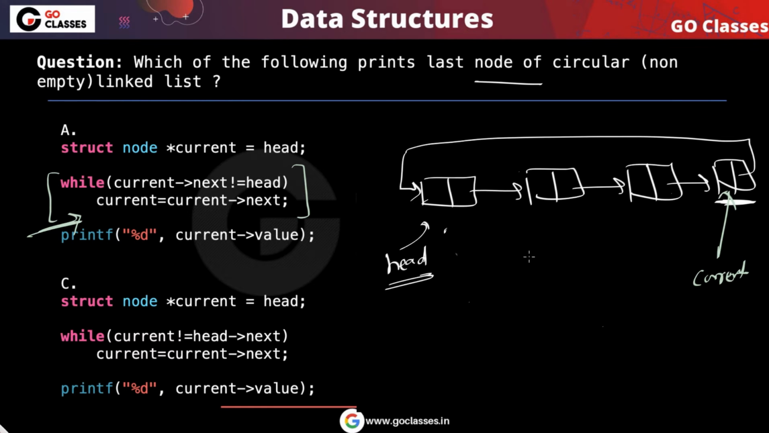So your linked list will look like this, where head is pointing to the first node and current is pointing to actually the last node. And then you are printing that value. So I think A will work. This A will work. I hope you got it, right? So this is very simple.